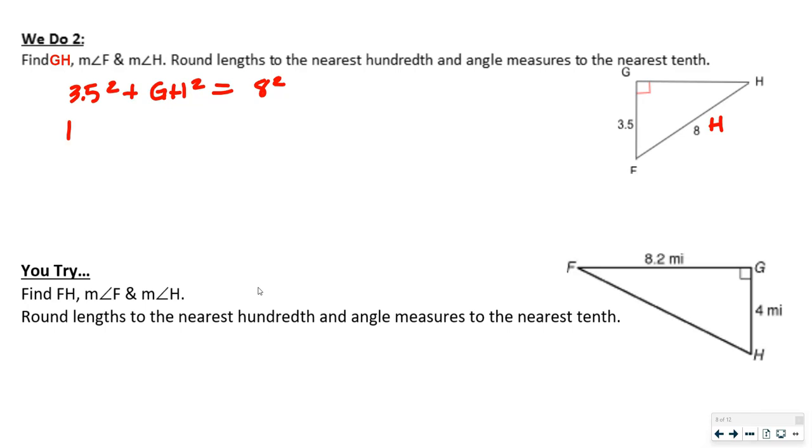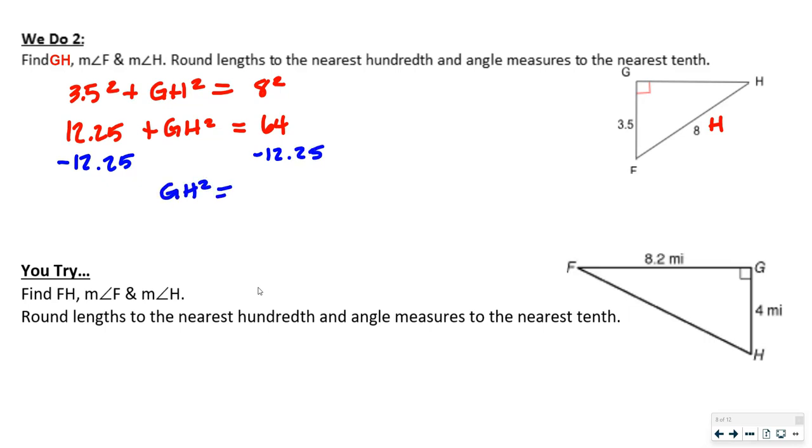So 3.5 squared is 12.25 plus our GH squared, and that's going to be equal to 64. We're going to subtract the 12.25 from both sides, right? So GH squared is going to be equal to 51.75. Now what do we do? We take the square root of both sides because we don't want GH squared, we want GH. So GH is going to be equal to 7.19. Done with that, okay?